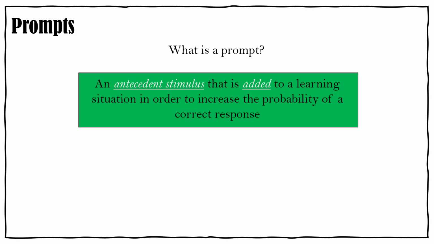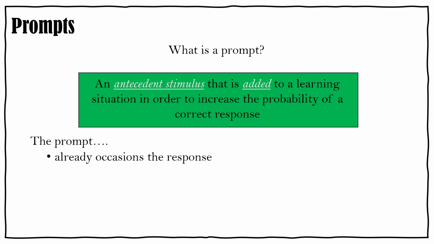And so prompts are antecedent interventions. Remember, when we look at our ABCs of behavior, the discriminative stimulus is your antecedent. So you're going to add a prompt to the discriminative stimulus. So you're doing this before the behavior occurs to increase the probability that the kid will respond correctly.